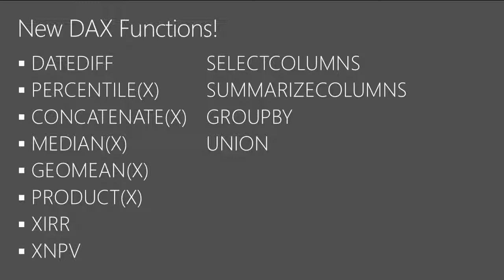Things like date diff, which is a thing that I've been fighting for a long time. It's really easy. But probably the more important ones are things like percentile, concatenate X, median, geomean, product, XIRR, XNPV. We actually added a whole lot more, but those are more for query, internal. It's not really interesting, but there's a lot of power under the covers. But these are the most important ones. So let's take a quick look at what they all do.